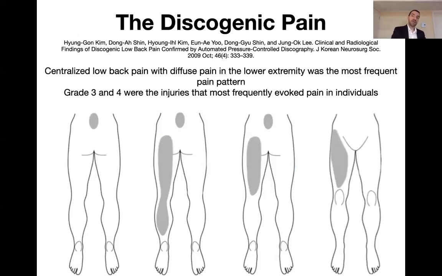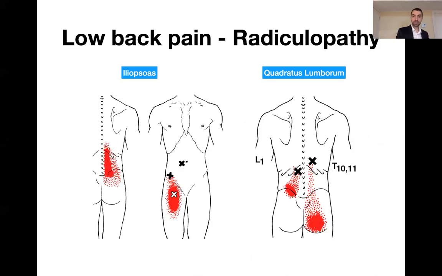Before we take a look at the muscles, take a look at the discogenic pain. The discogenic pain can have more or less those patterns. There are 4 different patterns, and the last one is in the front of the thigh. So we can have pain in all these parts of the leg. So take a look at the iliopsoas and the quadratus lumborum.